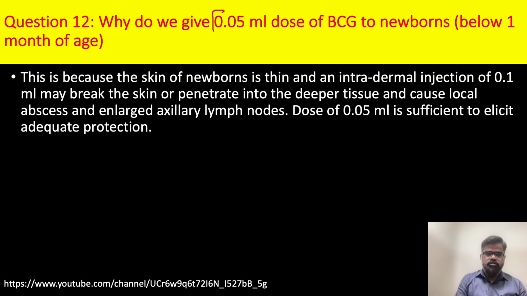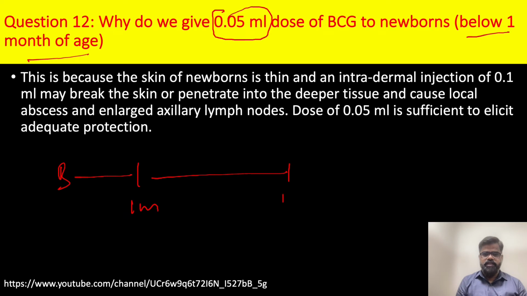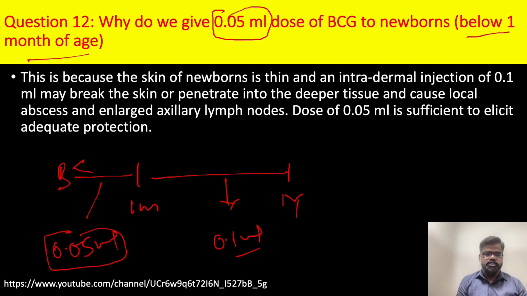Why is the dose of BCG 0.05 ml in a child less than 1 month of age? You know, students, that for BCG, the dose from birth to 1 month is 0.05 ml, and from 1 month to 1 year is 0.1 ml. So why are we giving 0.05 ml in this age group? This is the question. The reason is that the skin of newborns is very thin. If you give a dose of 0.1 ml, there is a possibility that it may penetrate into deeper tissues and may cause an abscess, and axillary lymph node enlargement can occur. So we avoid that and give half of 0.1 ml, which is 0.05 ml. Okay.